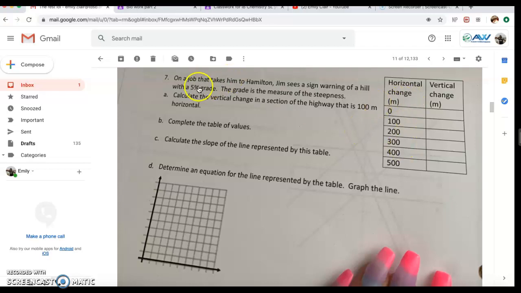Here, a 5% grade means that for every 100 units that you go horizontally, you're going to go 5 units in the vertical direction. So what that would look like, I'm going to pause this once again so I can copy this table out, and then I'm going to just show you what it looks like on my paper.